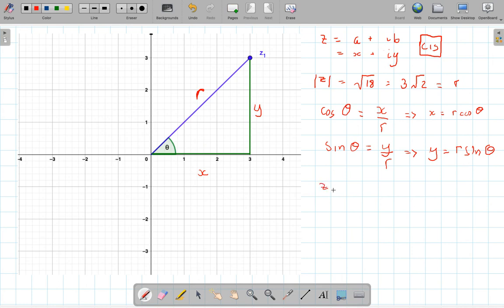So I can now write z as r cosine theta plus iy, and y is being replaced with this long thing here, which is r sine theta. And therefore, we can take the r out and we can write that as r times cosine theta plus i sine theta. And then I can replace that with r CIS theta. So the CIS standing for cosine i sine.